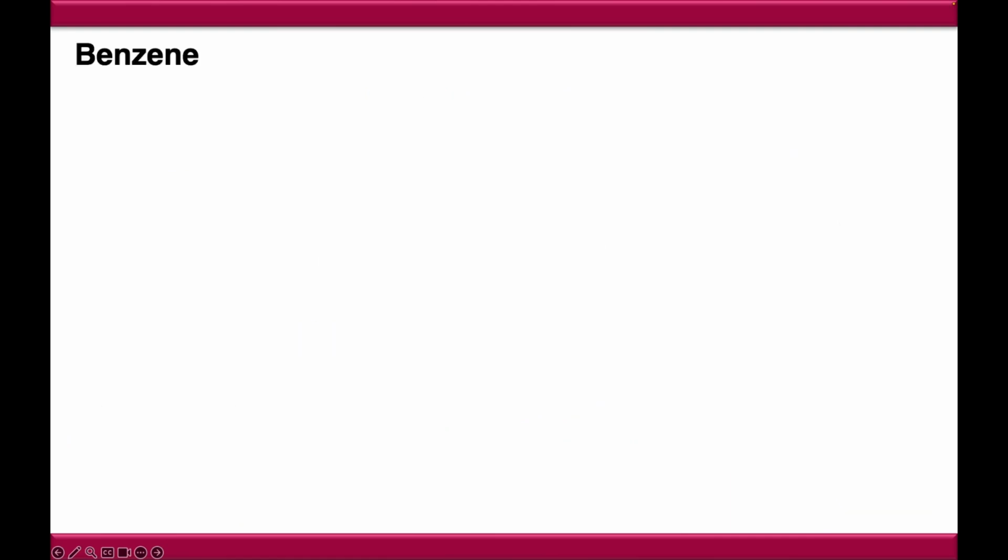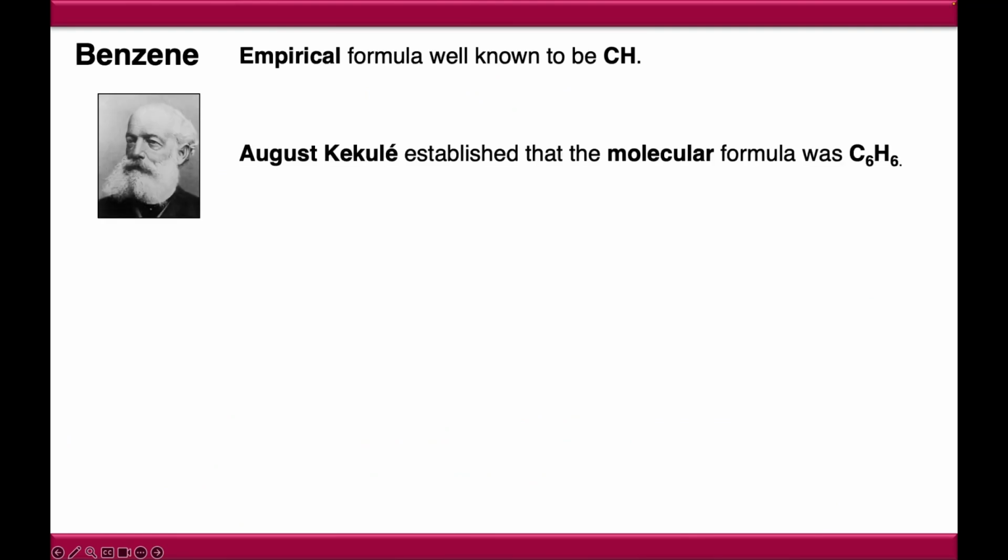So we'll start with one of the simplest, benzene, and a little bit of history of benzene because it's important to understanding the structure and how everything works. So it was well known that the empirical formula for benzene was CH, in other words, the same number of carbons as hydrogens. And August Kekule established that the molecular formula was C6H6.